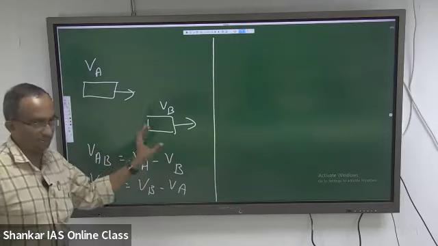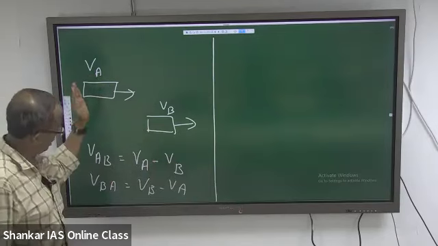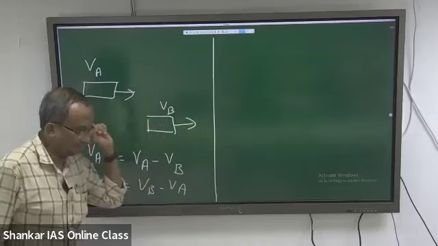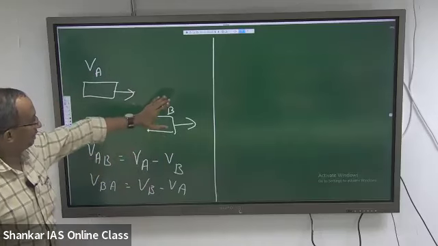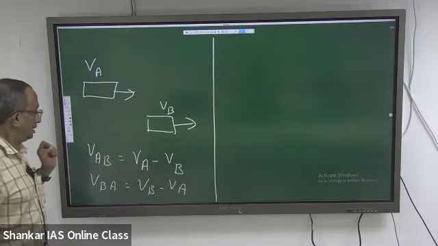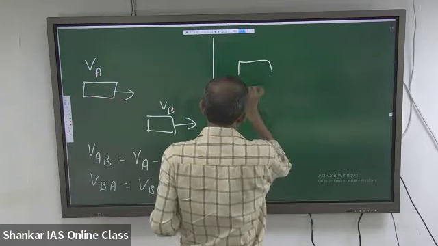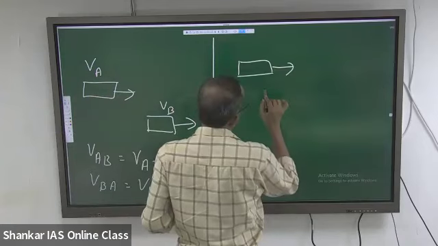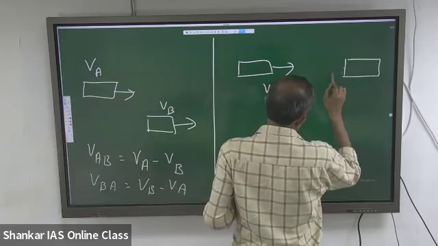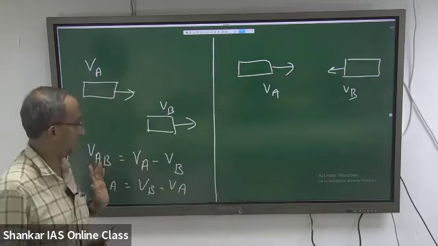If any one of the objects stops, suppose A stops, then velocity VA becomes 0. If B stops, then velocity VB becomes 0. Now, suppose two objects are moving in opposite directions, VA and VB.